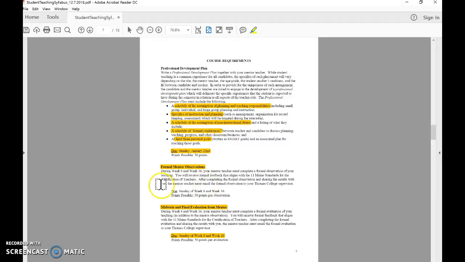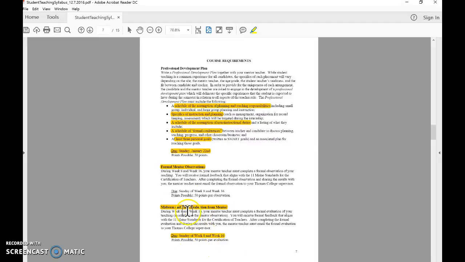You will also have 2 formal mentor observations that will be based on the main standards for certification of teachers, and those should occur during week 8 and week 16. So we will be in touch with you regarding those observations and the kinds of feedback that your mentor teacher should be providing, but it's your responsibility to set up and schedule those meetings with your mentor teacher and to provide them with the documentation that they need. Those mentor observations, we will also need those observations or the documentation.